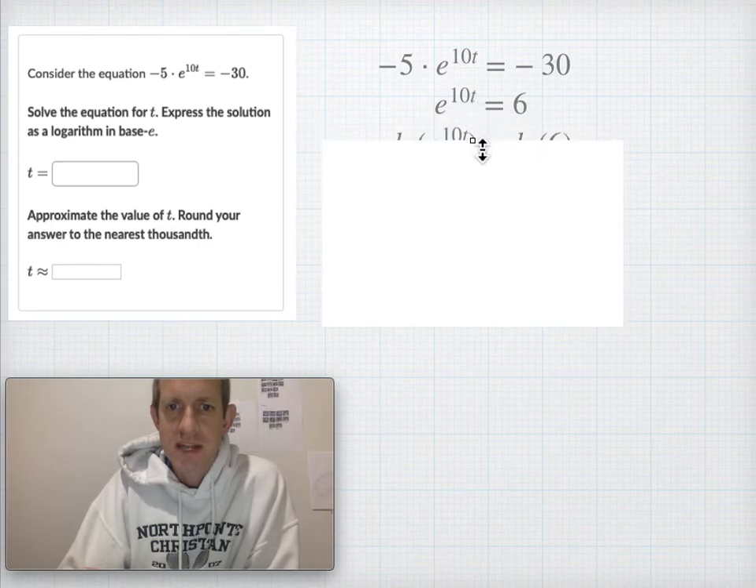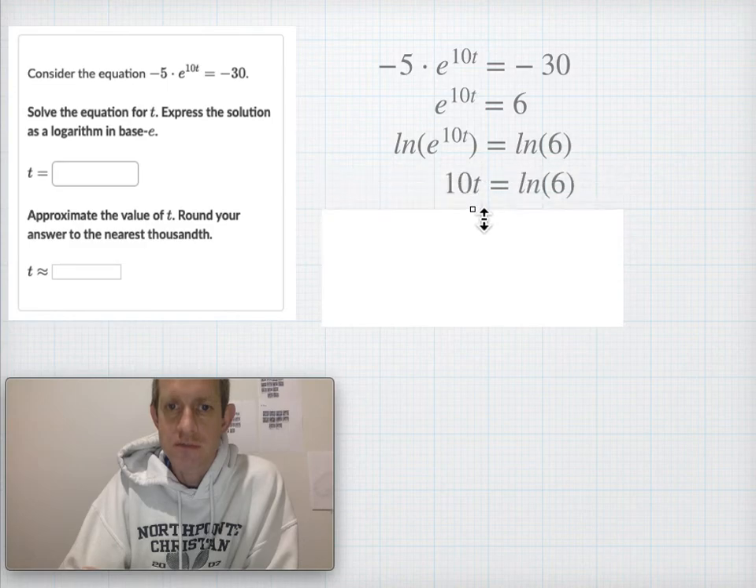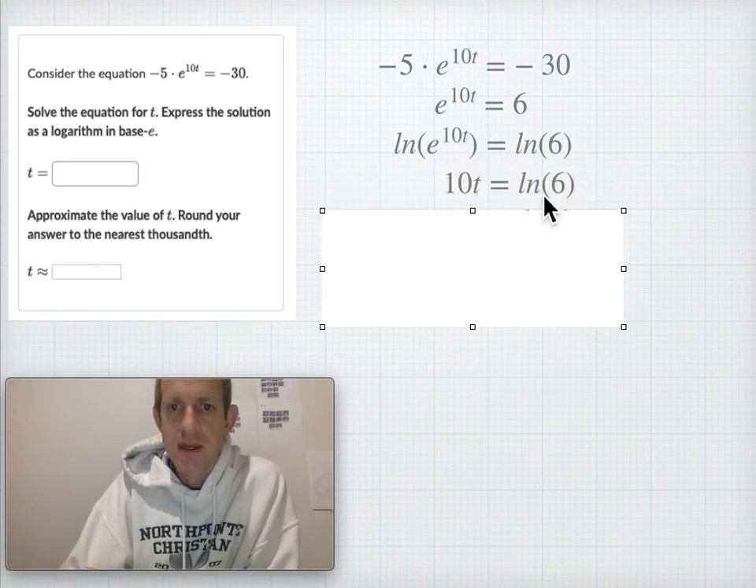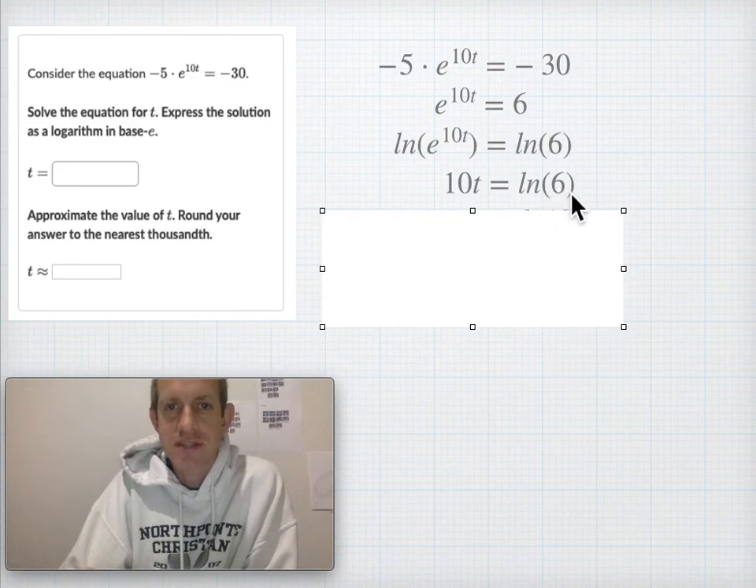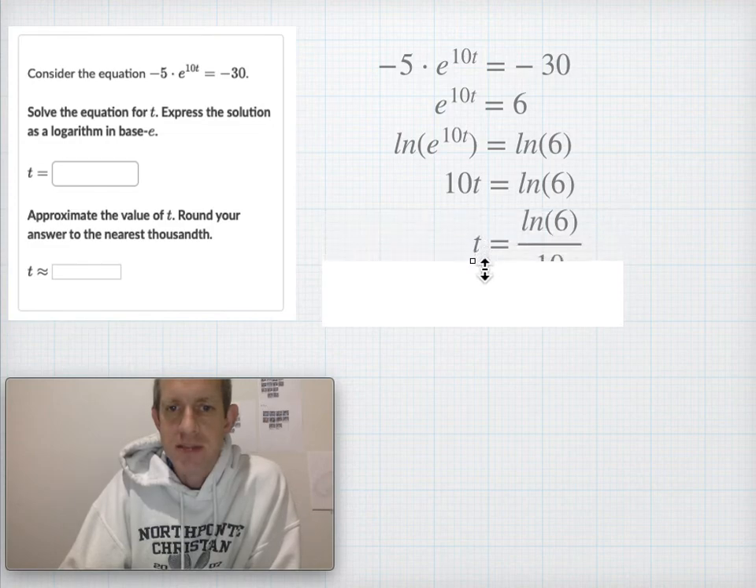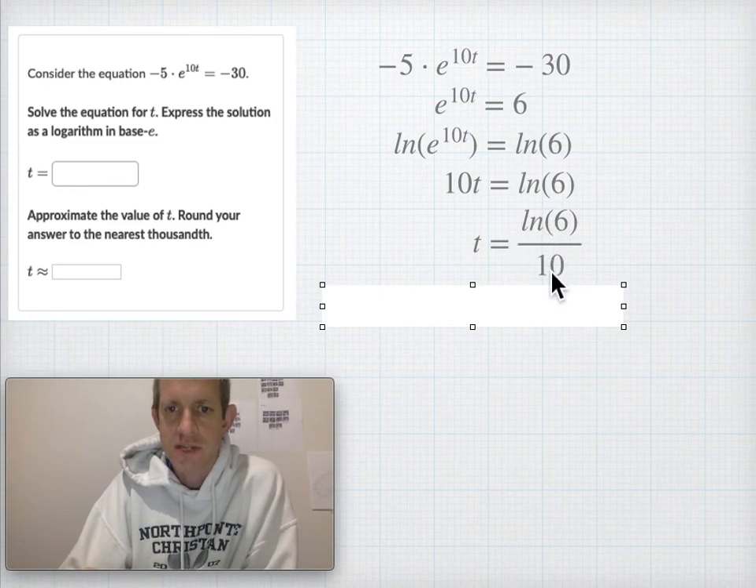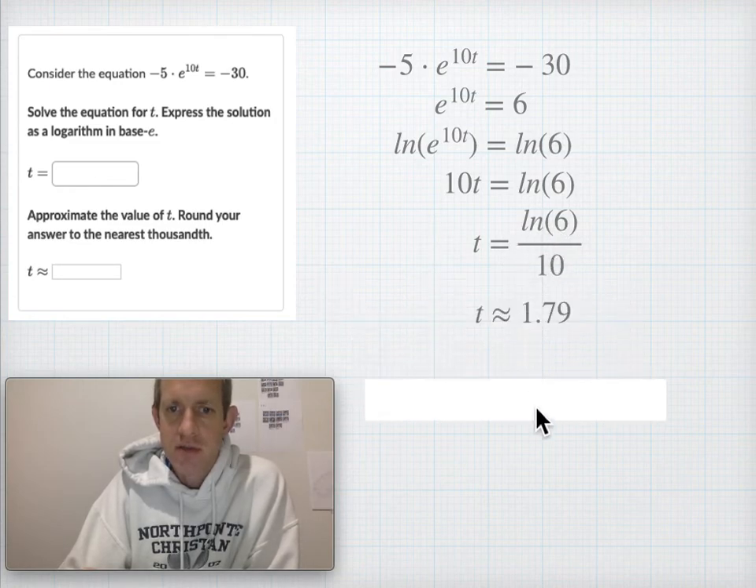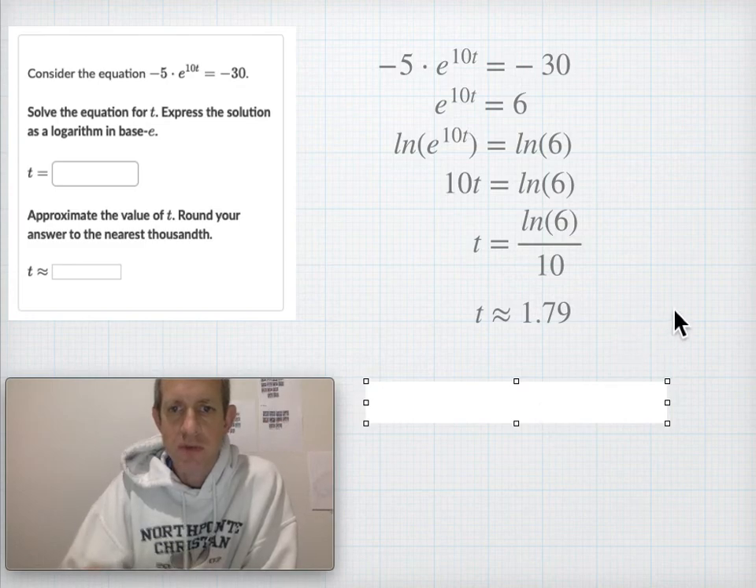And then when I take the natural logarithm of both sides, the natural log and the e cancel out, and I'm left with just the stuff, which in this case, the exponent, was 10t. And on this side, the natural log of 6. Again, it's a number I'll calculate eventually. Dividing both sides by 10 gives us our exact form of the answer, natural log of 6 over 10. And if you type that into your calculator, you get approximately 1.79.